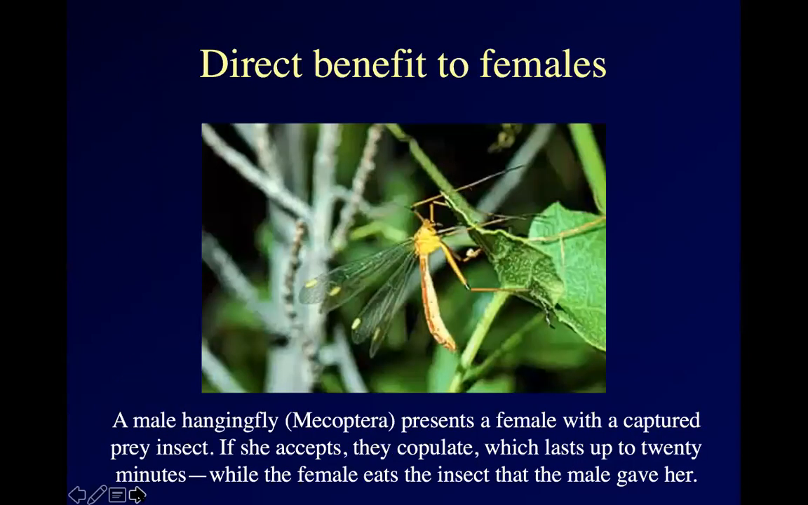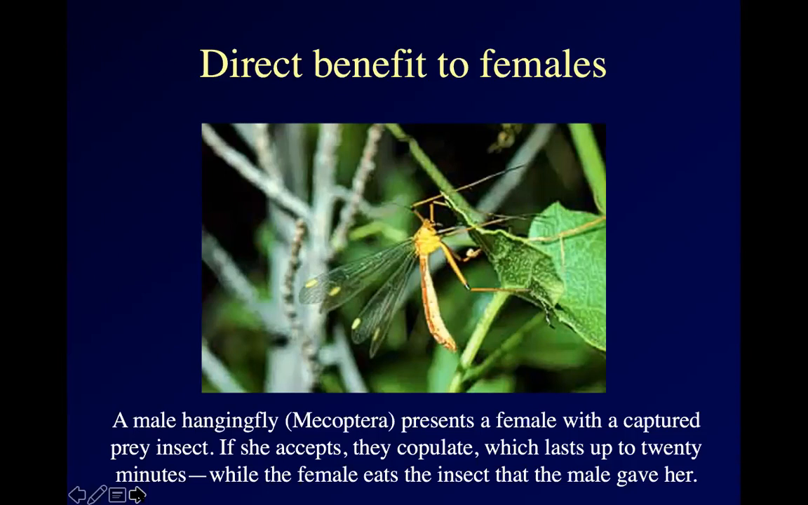Okay, right. Another reason why you might get certain traits that are selected for is because they provide a direct benefit to the choosy sex. I guess it could be the male sex sometimes, but the examples I'm aware of are all about direct benefits to the females. So what you've got there is a hanging fly in the class Mecoptera. We have these around here. I'm not enough of an insect person to say much about them. That's why we have Dr. Desord, of course.